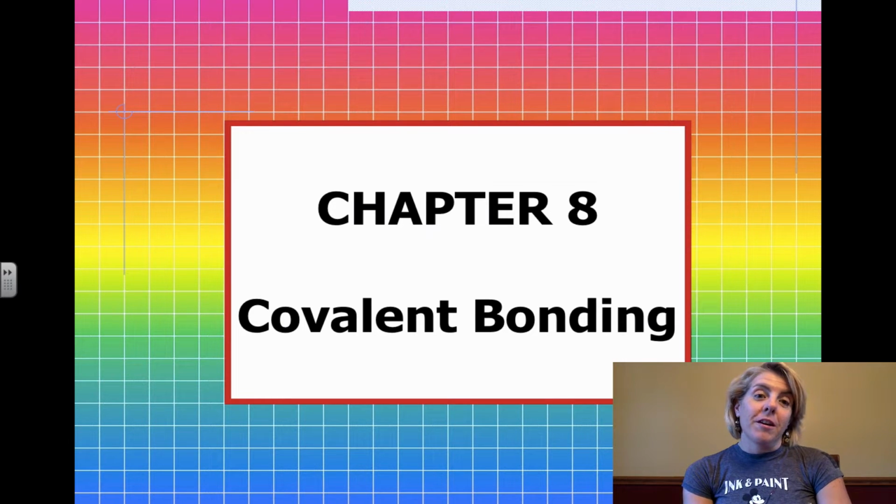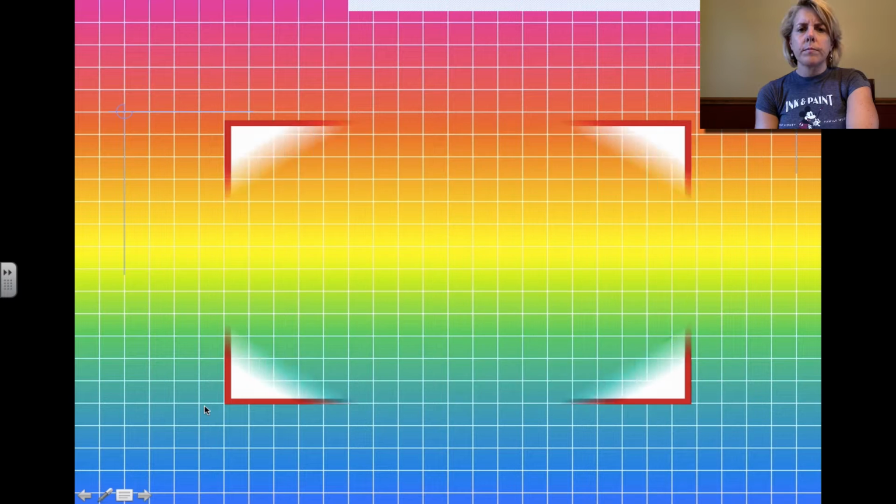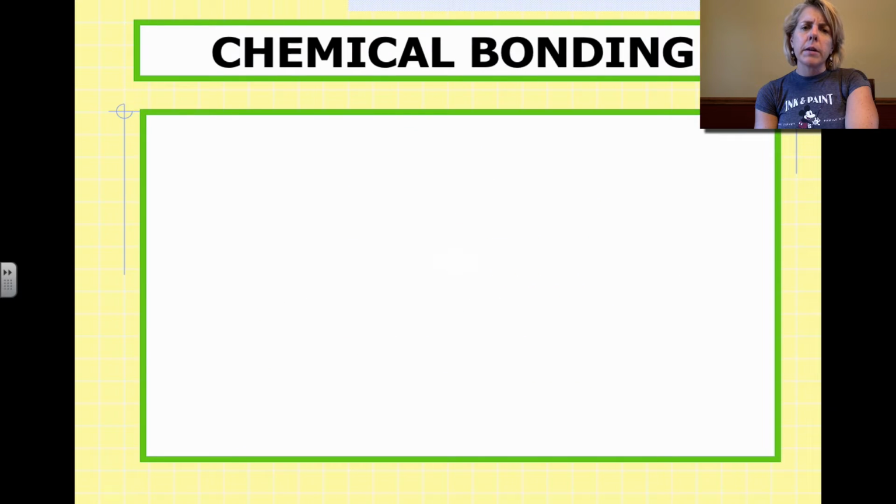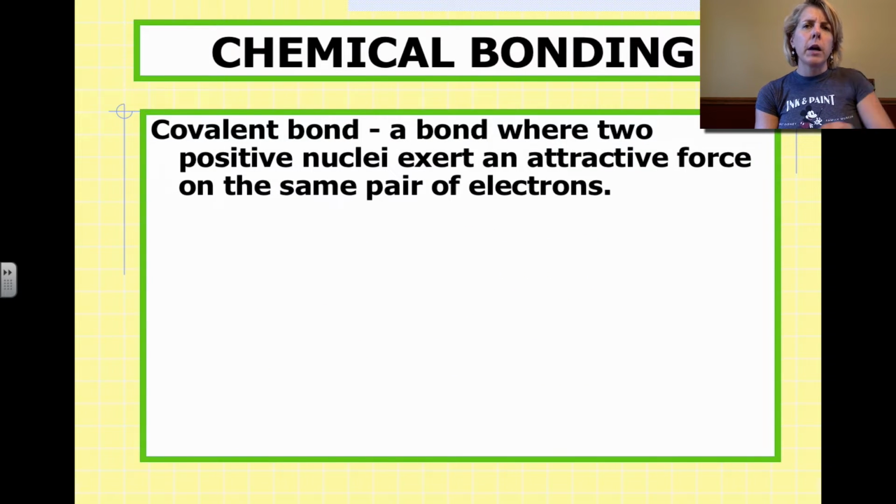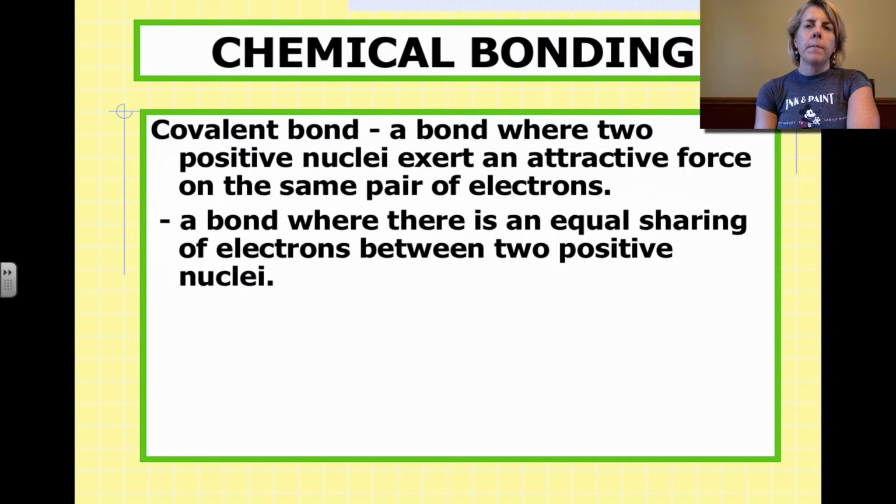This is part one of covalent bonding. So, in the previous unit, we talked about ionic bonding, and now we're going to talk about the difference between ionic bonding and covalent bonding, and how you identify a covalent bond. When we're talking about covalent bonding, we're talking about two nuclei that have the same attractive force on a pair of electrons. And the nice thing about covalent bonding is they actually share their electrons.